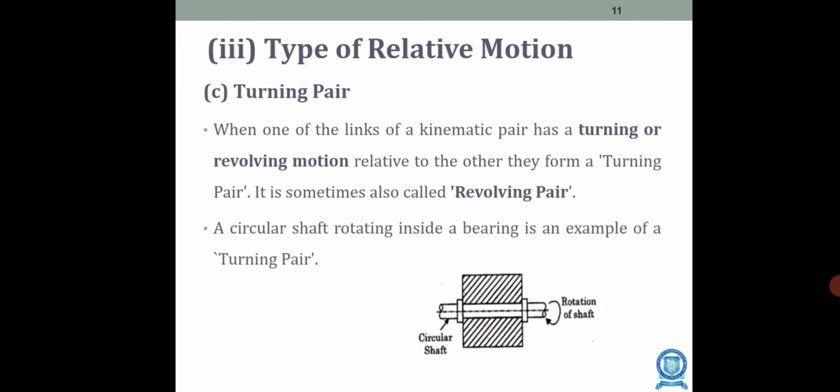And based on the type of relative motion, again we have a turning pair. What is it? When one of the links of a kinematic pair has a turning or revolving motion relative to the other, they form a turning pair, also called a revolving pair. A circular shaft rotating inside a bearing is an example of a turning pair. So that is what we call a turning pair.